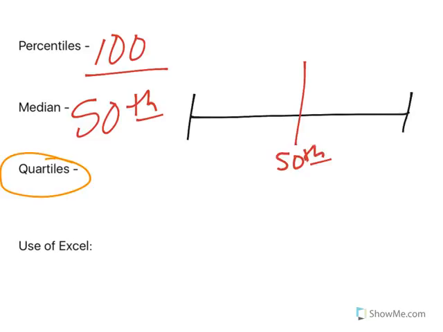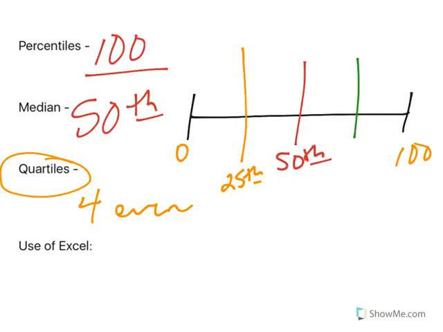And quartiles split things into 4 even pieces. So if you think about having it split in half at 50%, if this is 0 and 50 and you cut that in half, you're now at 25th. And if you take 50 and 100 and cut it in half, you're at 75th. So we have 1, 2, 3, 4 equal parts. We call these quartiles. Okay?